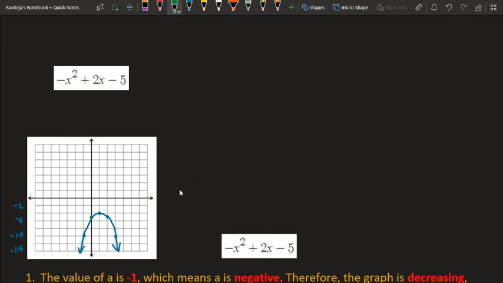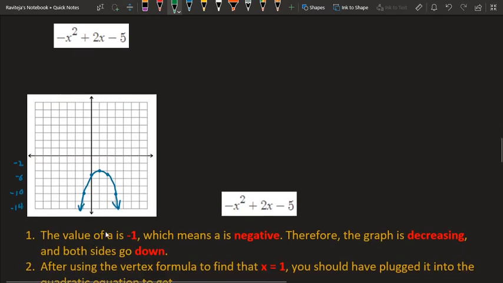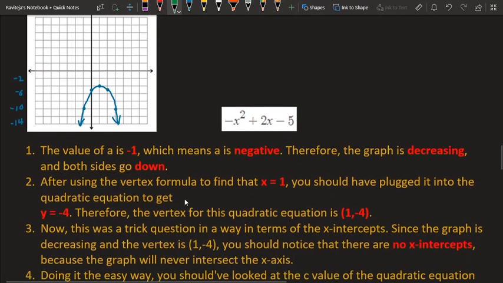Now, to make it so that the graph fits on the graph that we have here, I made it in scales of 2 instead of 1. But it doesn't matter as long as you have the right points and know the direction. So let's go through it step by step. First of all, the direction is decreasing or going down because the a value is negative. So we know that our graph goes in this direction.